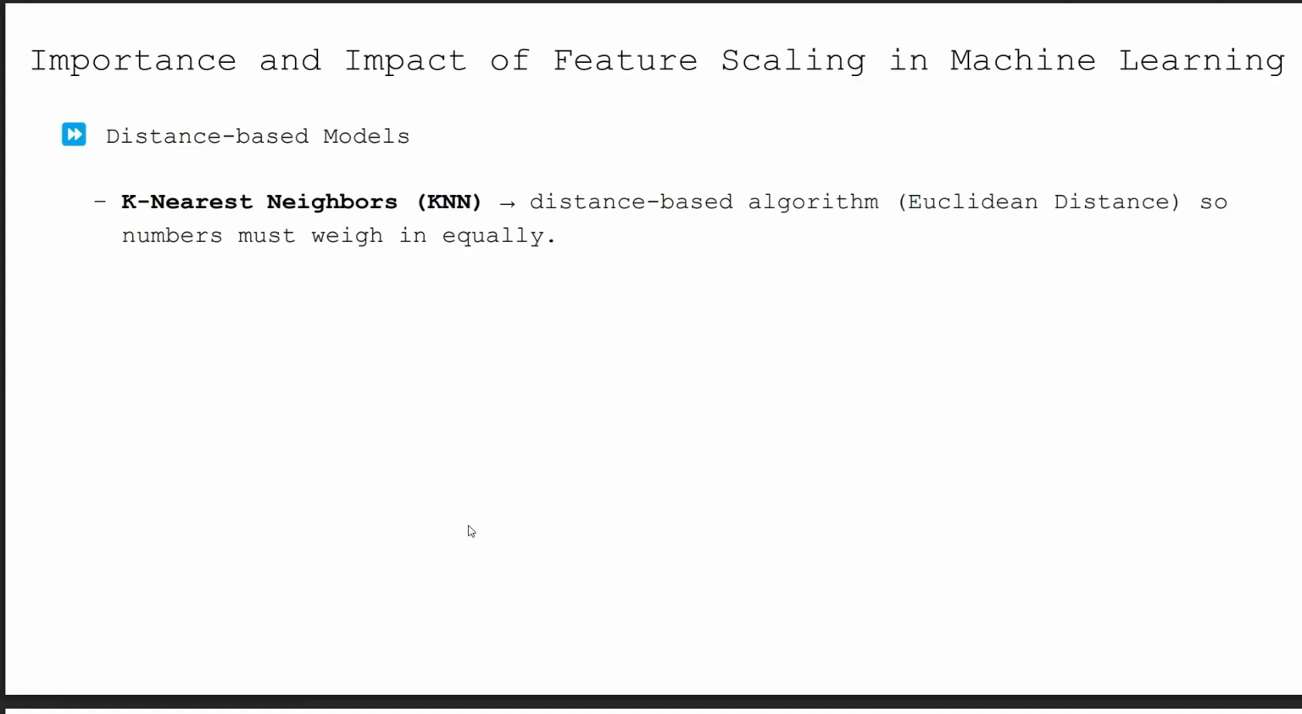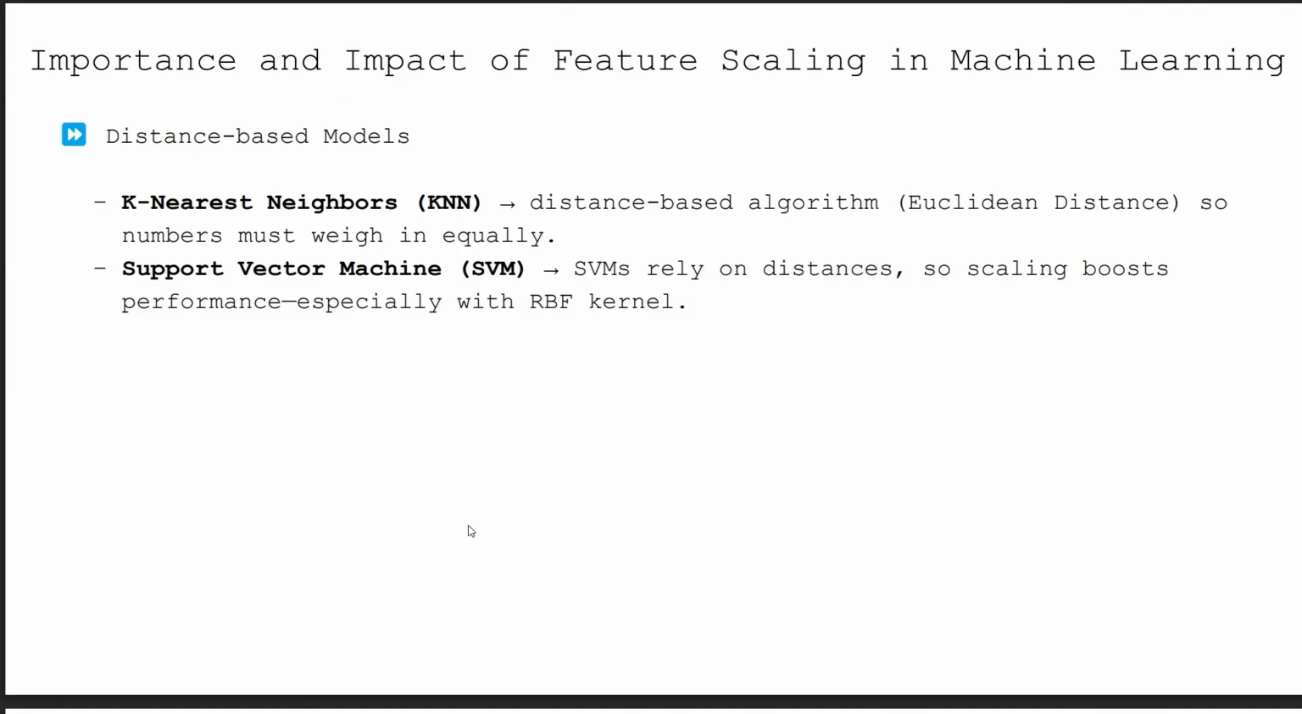So this is the impact that might happen. The support vector machine algorithm also relies on distance calculation, because it finds the hyperplane, or a line, which separates the two classes. It should have maximum margin, so it also relies on the distance.